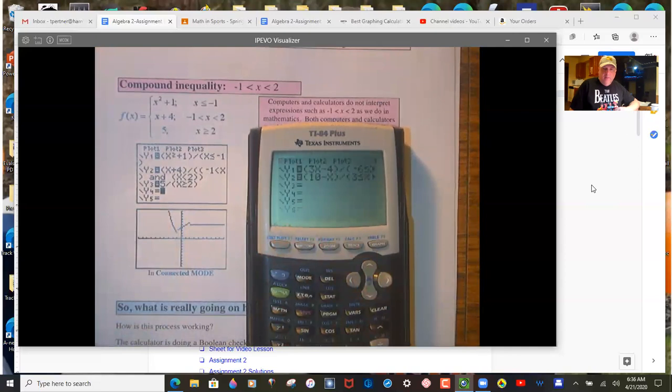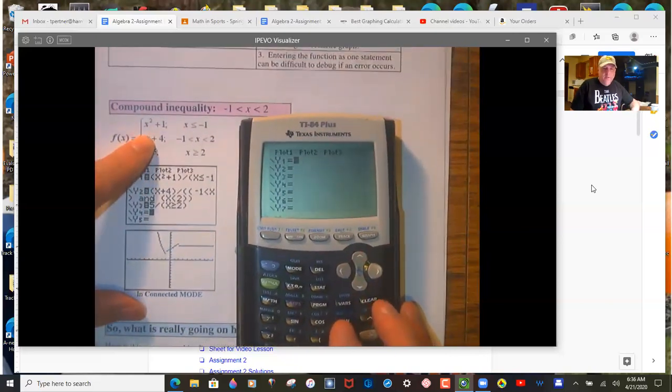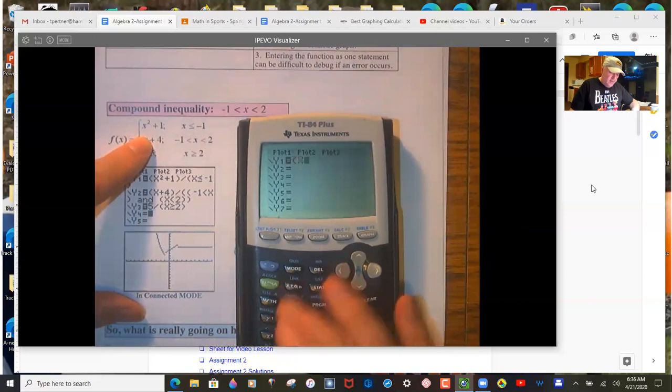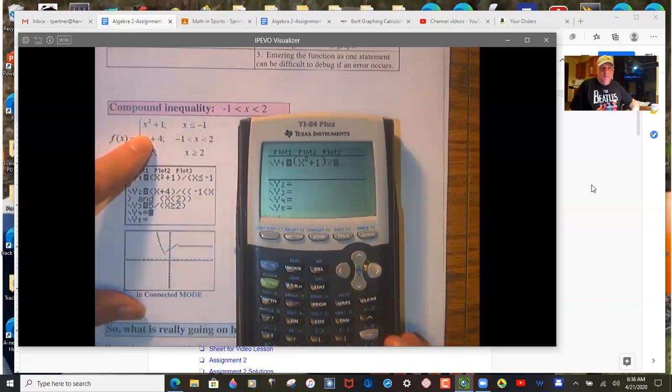So you go to Y equals. You can see that I've got some stuff in there I've been playing around with. You start off with the first function, and you're going to put that in a set of parentheses: x squared plus 1. And now we're going to divide. I'll explain this as best I can. It's a programming thing, because the calculator just runs on programming language. Left parenthesis, and then we're going to enter x is less than or equal to -1.